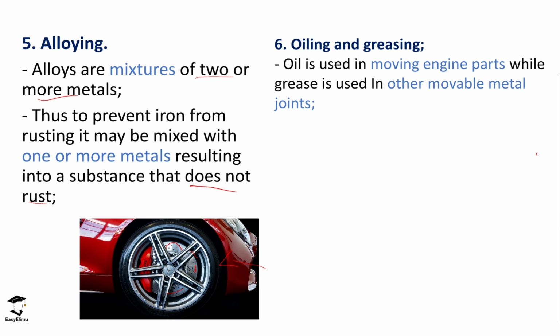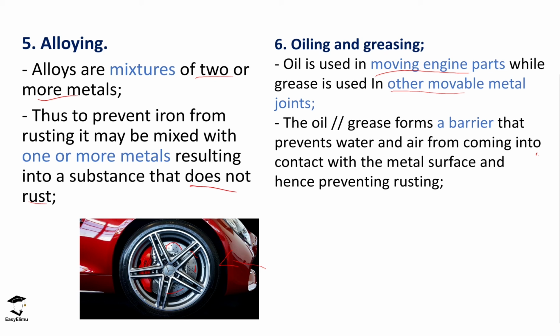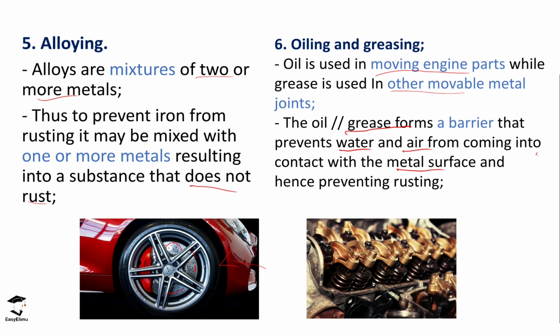And then finally, there is oiling and greasing. Oiling is used for moving engines, and grease is used for movable metal joints. You have seen this a lot, especially in places where cars, vehicles and bicycles are repaired; most of them have greasing that usually occurs. Grease forms a barrier that prevents water and air from coming into contact with the metal surface, so it prevents it from rusting. An example is engine oil. We know that engines are usually filled with oil, and this oil helps the parts to move easily.